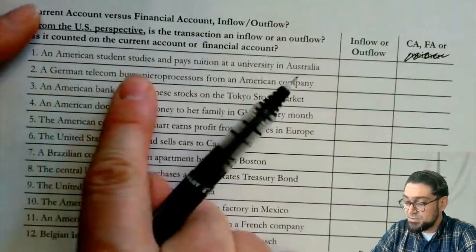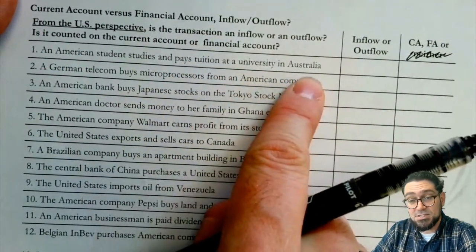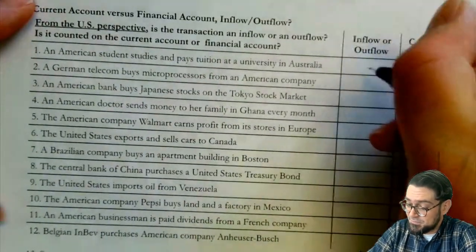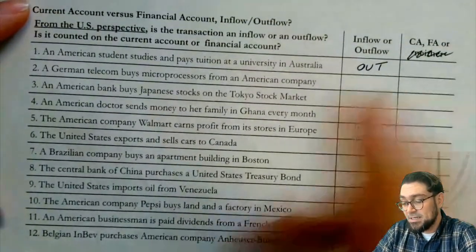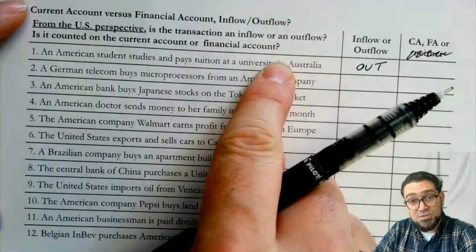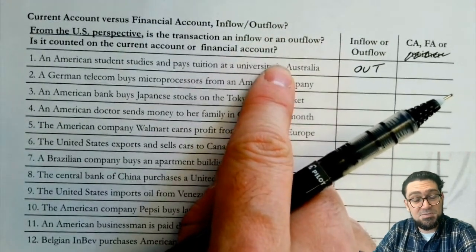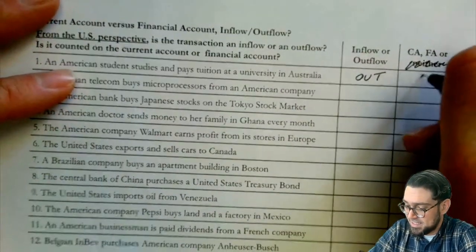So an American student studies and pays tuition at a university in Australia. First off, we know that that's an outflow of funds from the United States. And the buying of tuition at a university is a service, and that would count as net exports. Net exports are part of the current account.